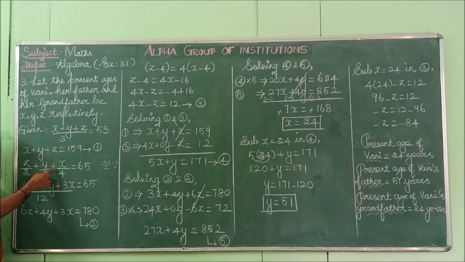1/3 of y plus 1/4 of 1e. So 1/4 of 1e is x. 1/4 of x, which is equal to 65. So all the denominators are different, so you have to take the LCM for that.